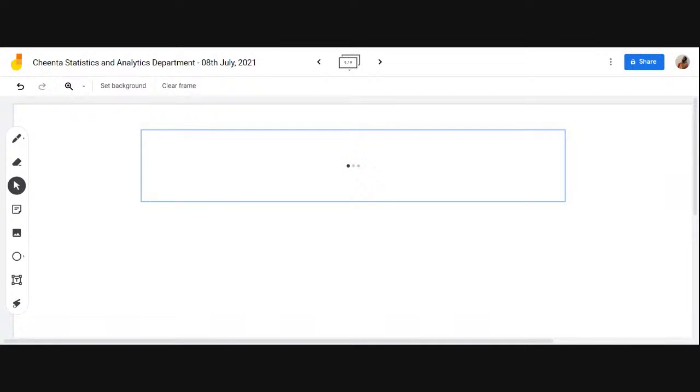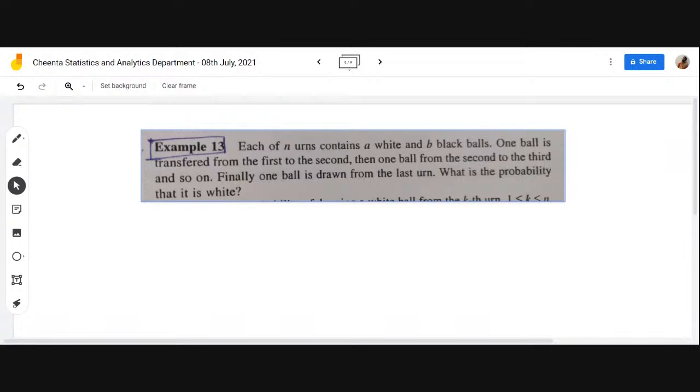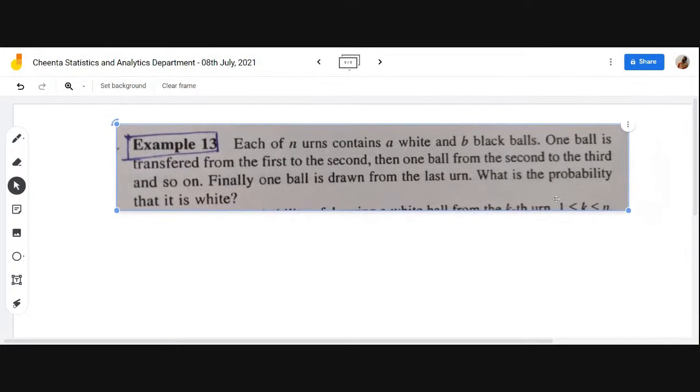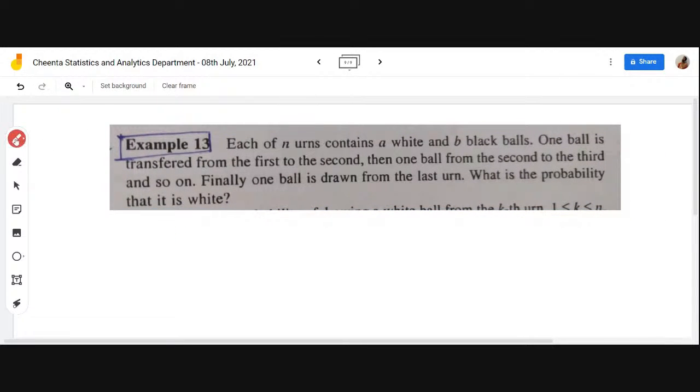Okay, so let's do this probability problem. The probability problem tells you the following. Each of n urns contains A white and B black balls. The two components, A and B, and it continues.